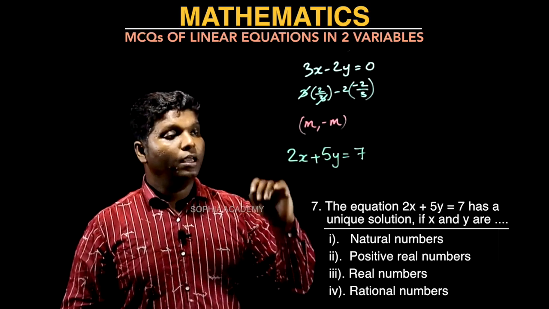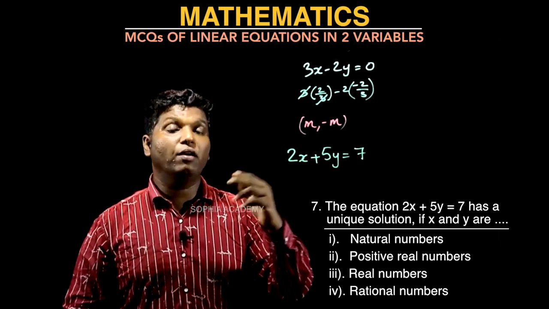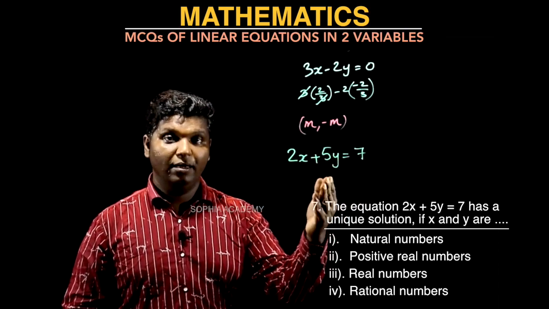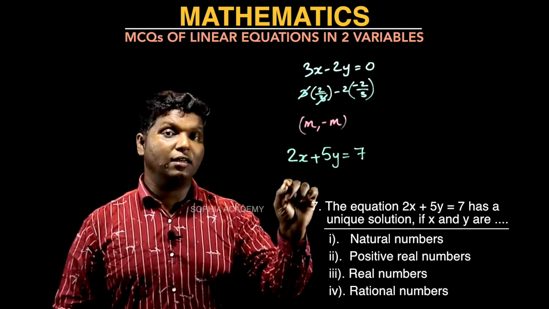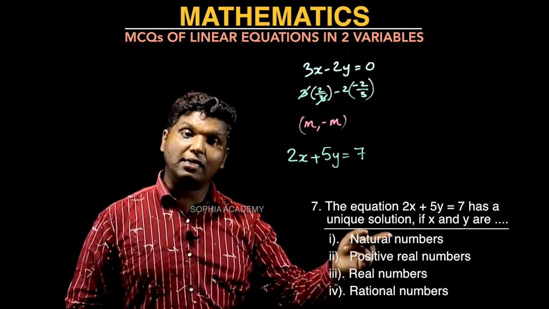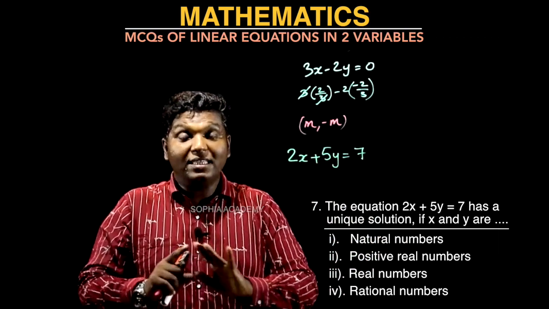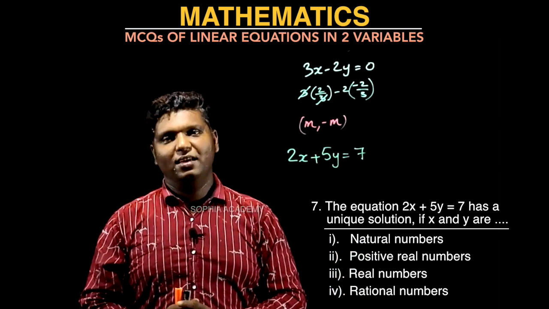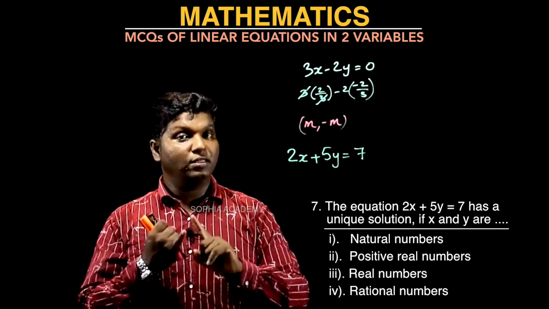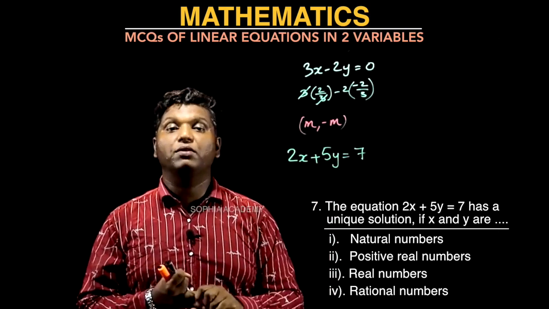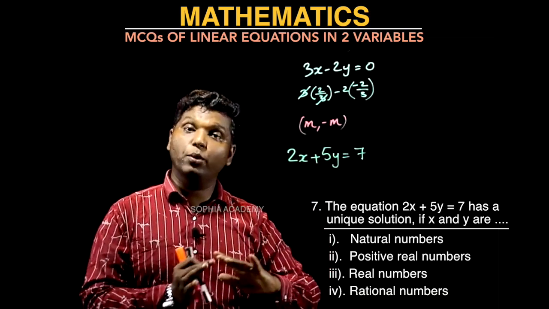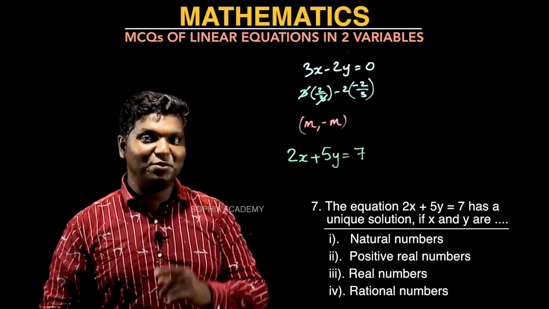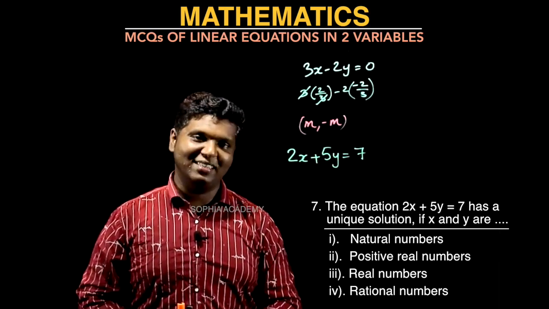What about the fourth one? If you are giving a rational number, just imagine here you are giving 1 by 2. If you give 1 by 2 for x, you will get another rational number for y. That means for each and every rational number that you substitute for x, you will get another rational number for y. In conclusion, you are going to get plenty of solutions if x and y are real numbers, positive real numbers, or rational numbers. That means many solutions, or in mathematical language, infinitely many solutions, right?